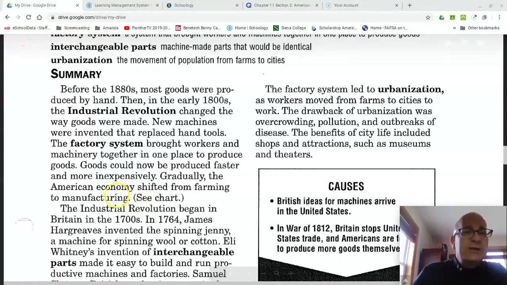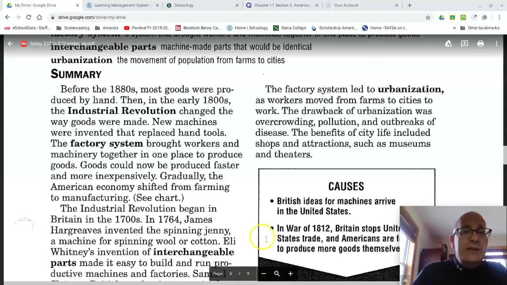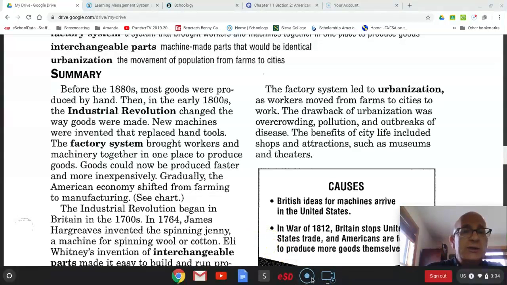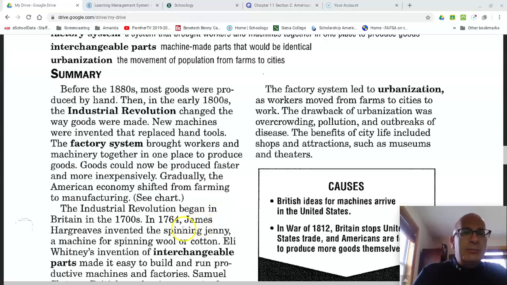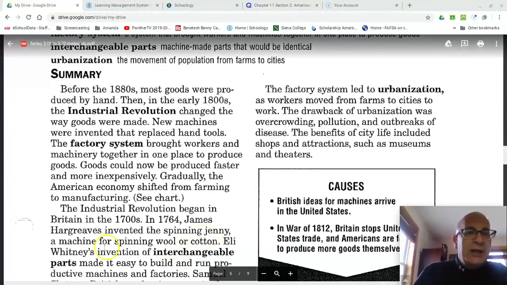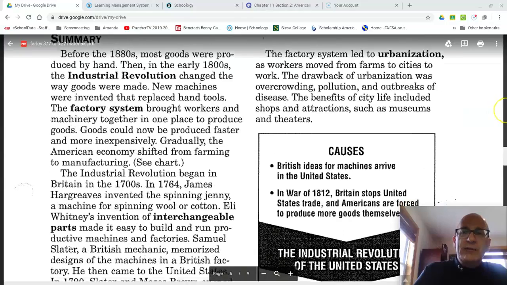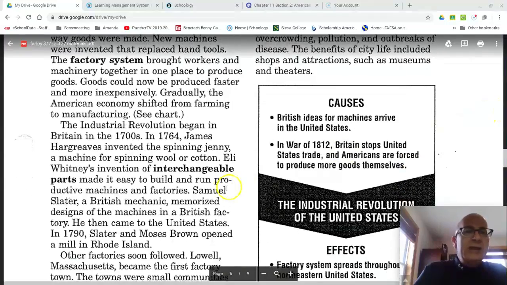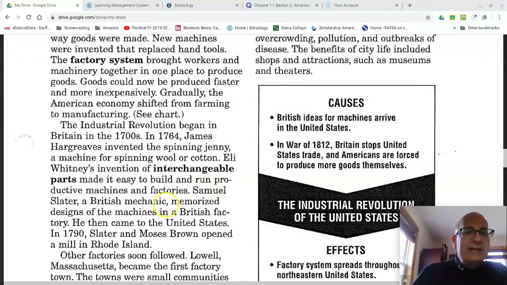Goods can now be produced faster and more inexpensively, and gradually the American economy is going to shift from farming to manufacturing. And we'll take a look at the chart at the end of the reading to explain. The Industrial Revolution began in Britain in the 1700s. It began actually in England in 1764. James Hargreaves invented a machine called the spinning jenny, a machine for spinning wool and cotton. And Eli Whitney's invention of interchangeable parts, we talked about that a moment ago in the vocab up top, made it easy to build and run productive machines and factories.